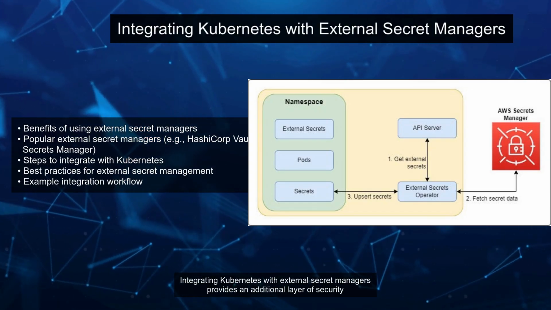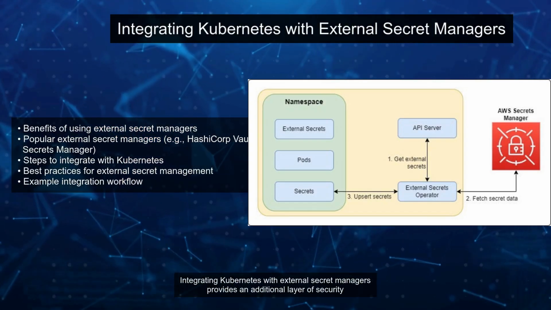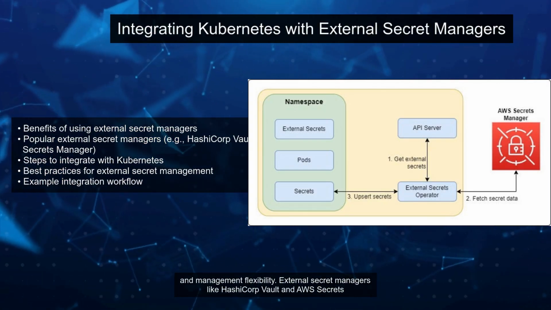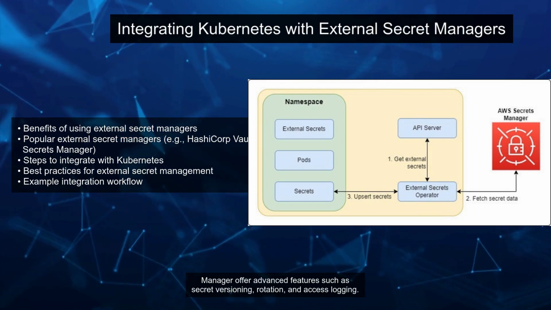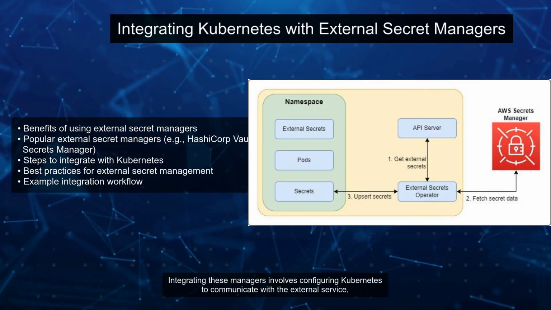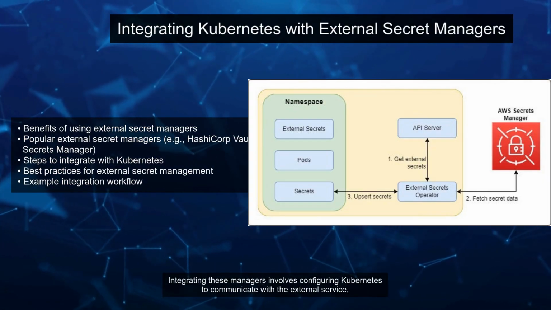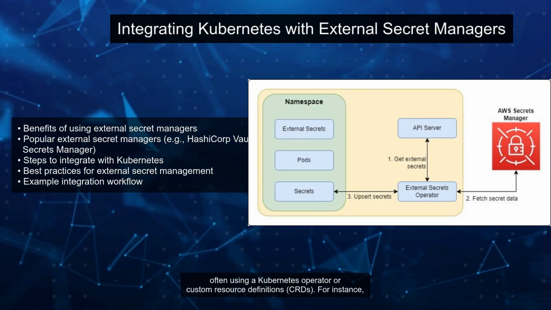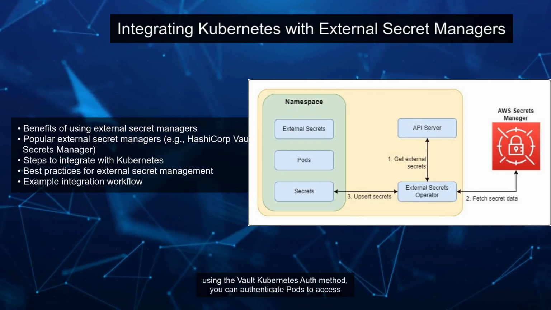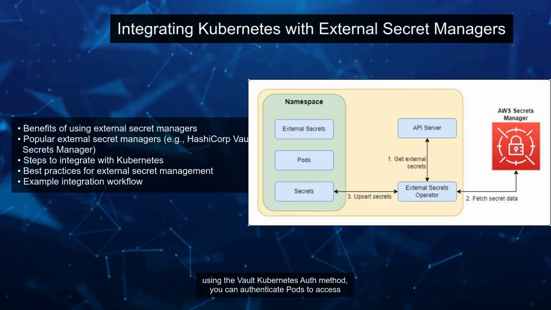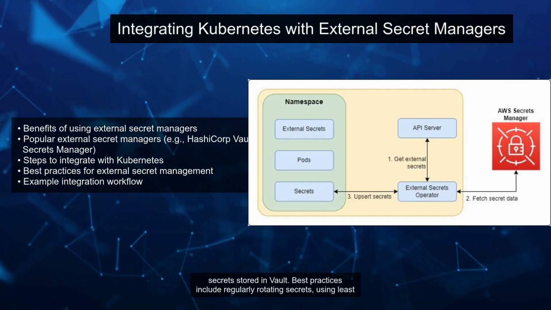Integrating Kubernetes with external secret managers provides an additional layer of security and management flexibility. External secret managers like HashiCorp Vault and AWS Secrets Manager offer advanced features such as secret versioning, rotation, and access logging. Integrating these managers involves configuring Kubernetes to communicate with the external service, often using a Kubernetes operator or custom resource definitions, CRDs.